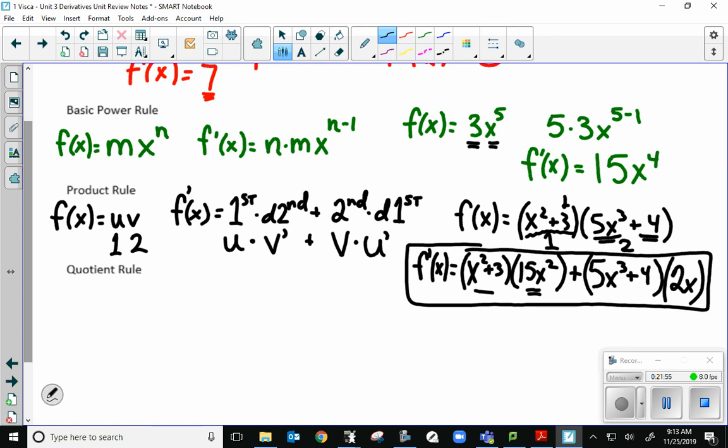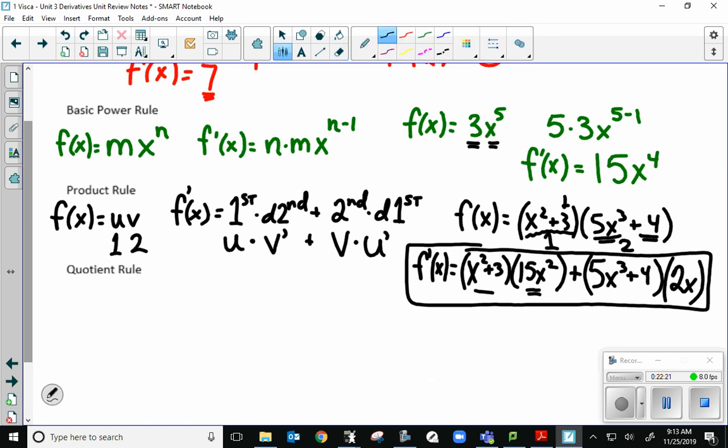If this is multiple choice, your 4 or 5 answers might not look like that. They might distribute and combine like terms. If they gave you this and asked for the derivative at x equals 2, why would I combine all this stuff? I'll just put a 2 in for all these x's, turn them into numbers, and then do the math. That's much easier. There's less chance that you make a mistake. Okay?